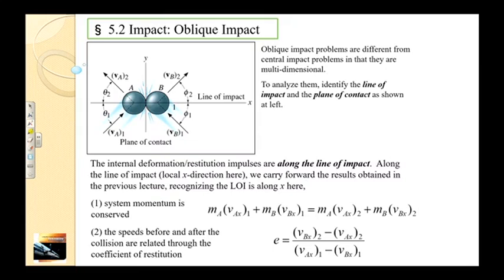So when we see problems with things coming from multiple directions, our first step is to figure out what these lines are. Then we take our coordinate system and align it to the line of impact and plane of impact directions. The reason we do that is that there is different physics for the different sides. The line of impact direction is exactly like what we did last time. So for our line of impact direction, we've got these guys happening along this line of impact.